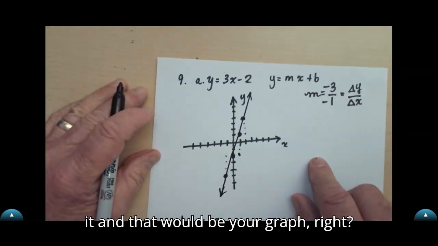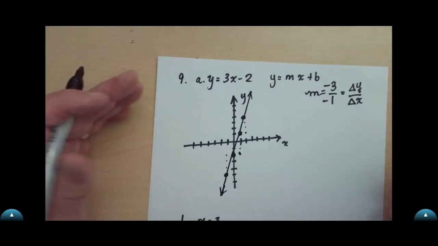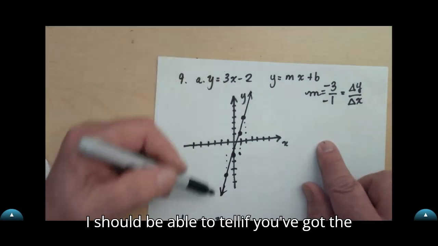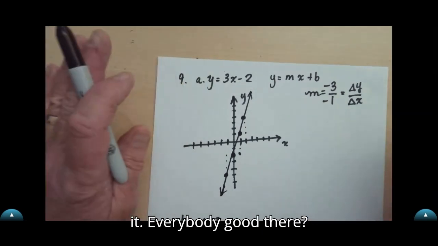That would be your graph, right? You don't have to bring a straight edge. It doesn't have to be absolutely perfect. I should be able to tell if you've got the right graph or not, if you just hand draw it. Everybody good there?